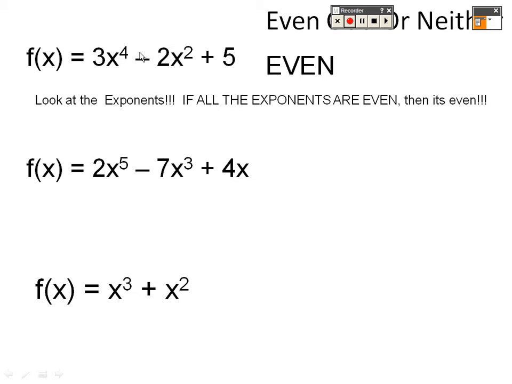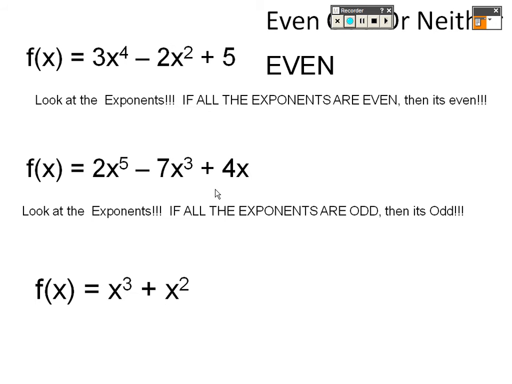An even number of negatives makes it a positive. So look at the exponents. Here's another easy way to tell if all the exponents are even. All the exponents are even. There you go. It's going to be even.